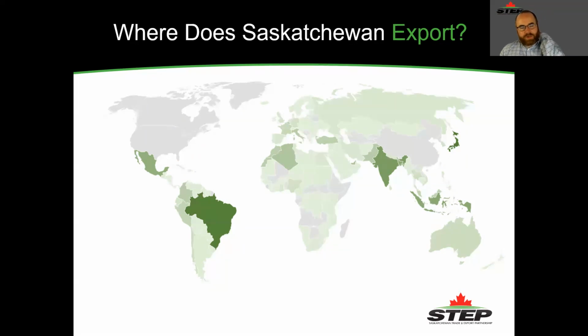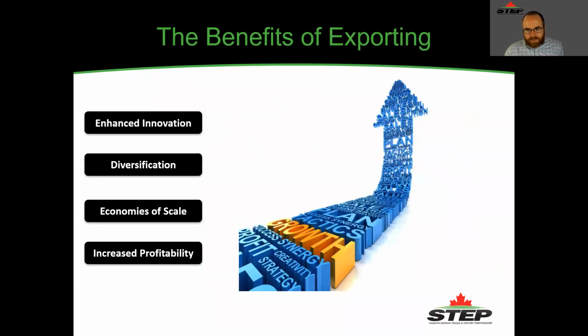The one thing I would point out is that while we exported to over 150 countries in 2019, over 27 of those countries we had over $100 million in exports to. So Saskatchewan really is known around the globe. So that's the sort of macro picture of exporting in the province.